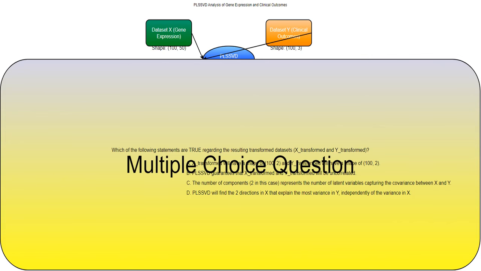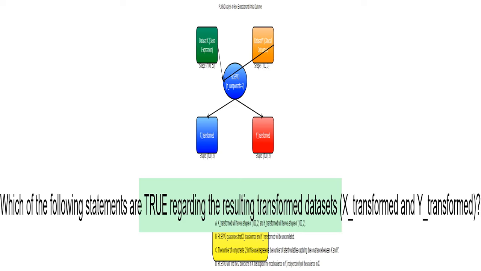This section introduces a multiple-choice question that tests your understanding of partial least squares singular value decomposition, PLSSVD. I'm testing whether you understand how PLSSVD transforms data and what the results mean. Get ready. This question asks you to evaluate several statements about the output of a PLSSVD analysis, focusing on the shapes of the transformed datasets and the relationships between them.